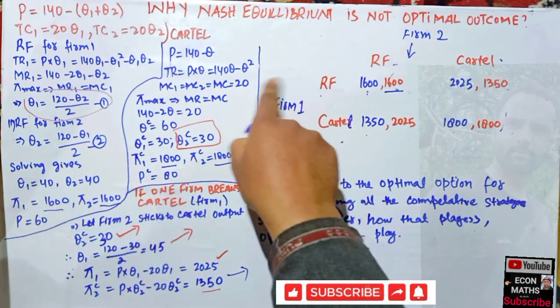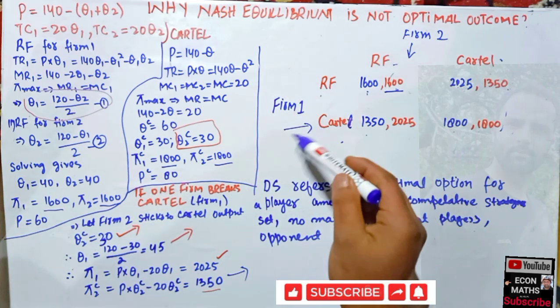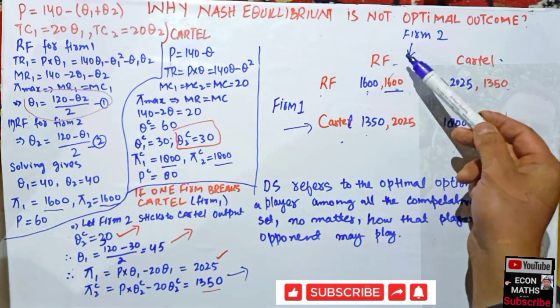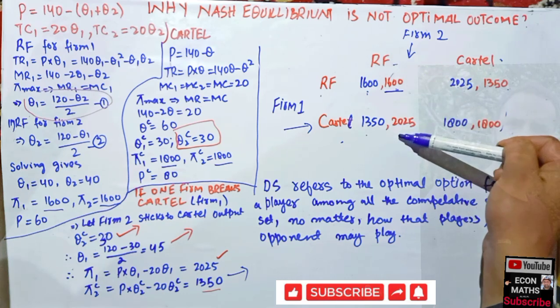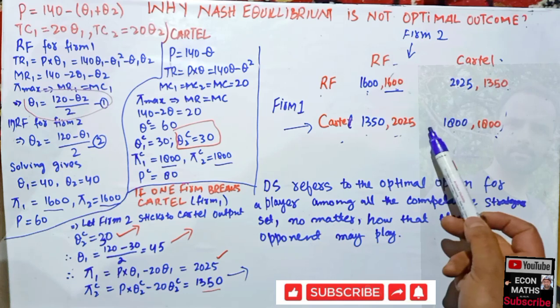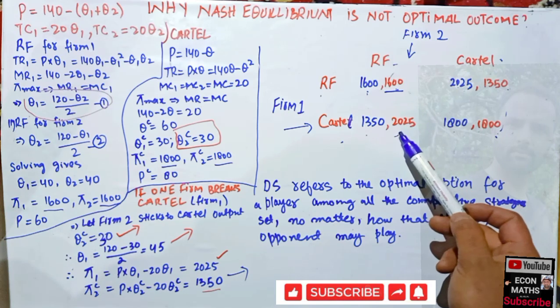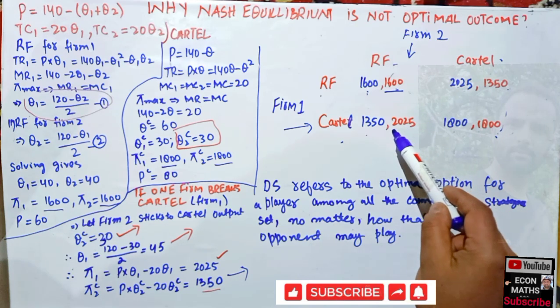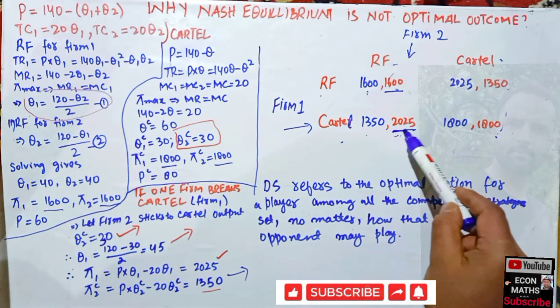Let us say firm 1 decides to produce according to the Cartel. Again, firm 2 has two options, either to produce according to the reaction function or according to the Cartel. Obviously here we can see firm 1 is better off when he chooses to produce according to the reaction function. So let us underline this.